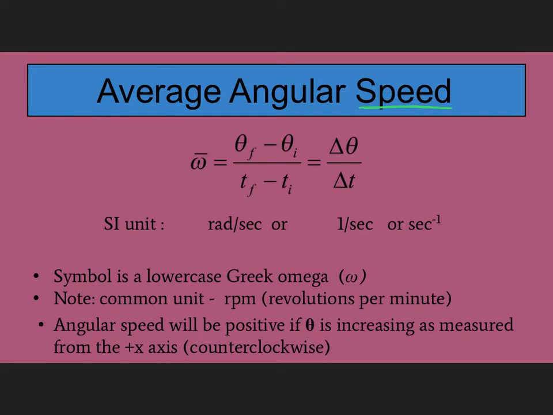So our angular speed is symbolized with this lowercase omega. It looks kind of like a curly W, right? Kind of like that. The line over it, of course, just means we're talking about the average. So let's get rid of some of that so it's not so confusing.